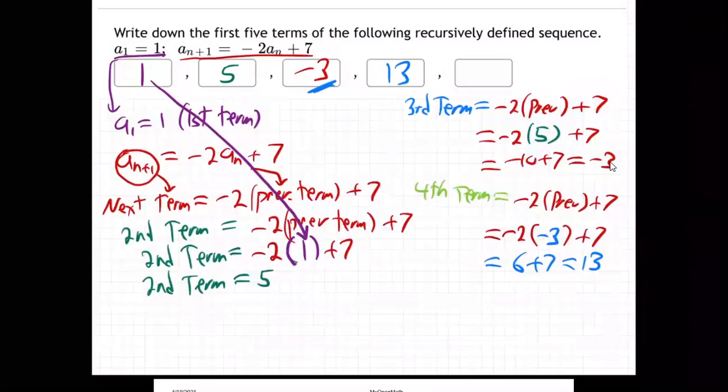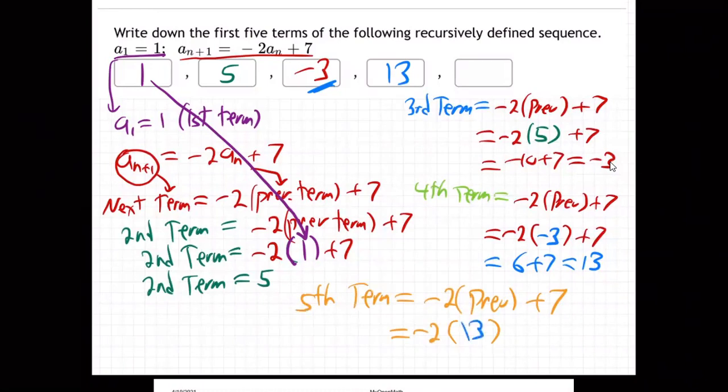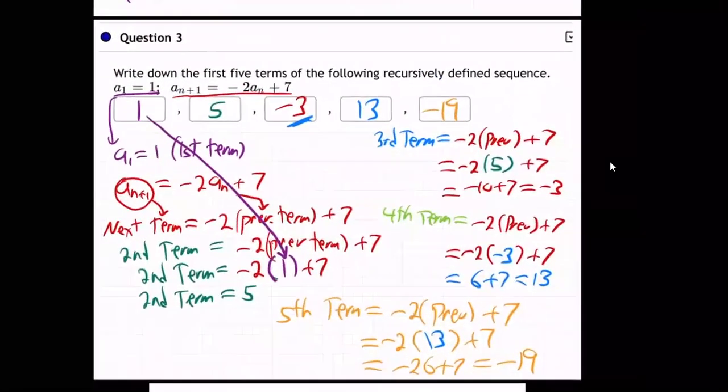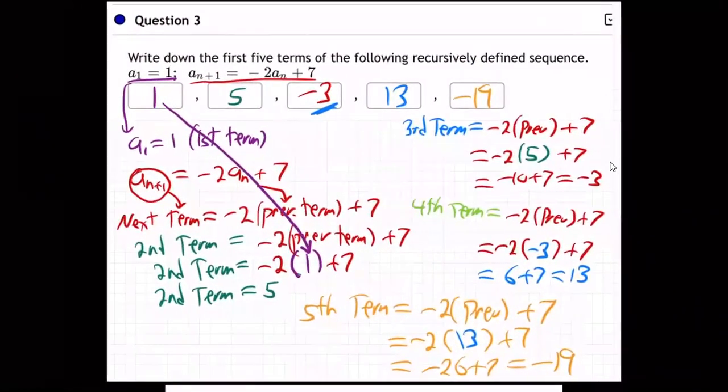And one more. One more, we've got it. So the fifth term is same formula, minus 2 times the previous plus 7. So that's going to be minus 2. What's the previous? Well, 13. Add 7. So that's what, minus 26 plus 7. I think it's minus 19, isn't it? Yeah, minus 19. Right? Yeah, minus 19. So there it is. So we found the first 5 terms of a recursively defined sequence.